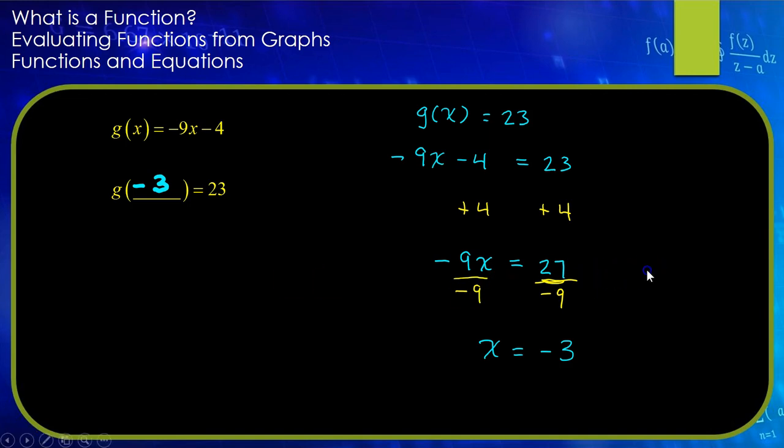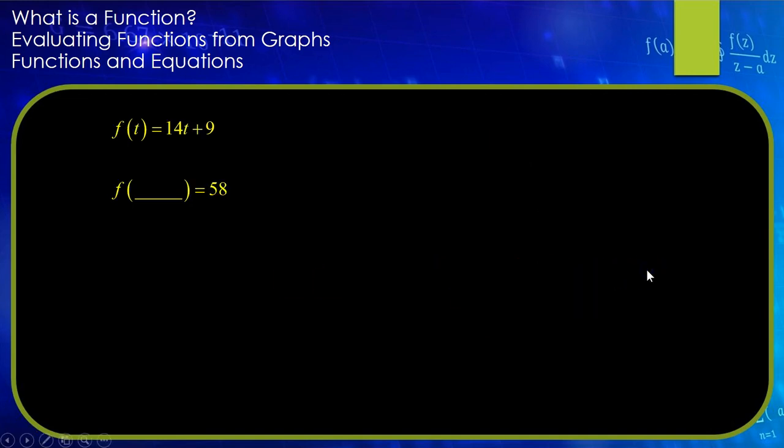Let's try another one. Well, here you know that f of t equals 14t plus 9, and that f of some number equals 58. So I know that f of t equals 58 in this case, and f of t is 14t plus 9. So we know that 14t plus 9 equals 58. I'm going to solve this equation to figure out what t is, and that's the t that would go here.